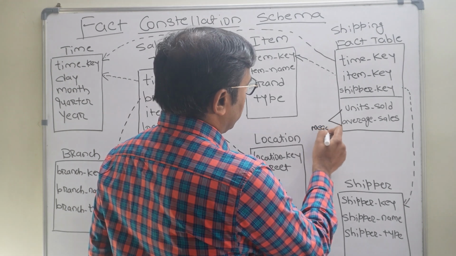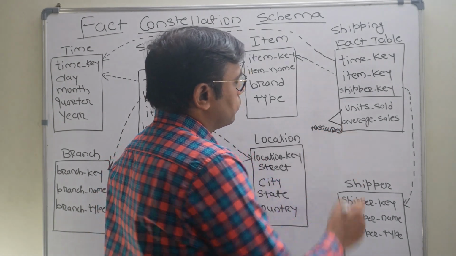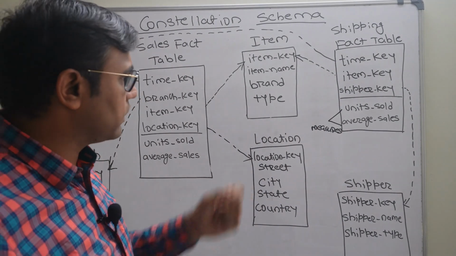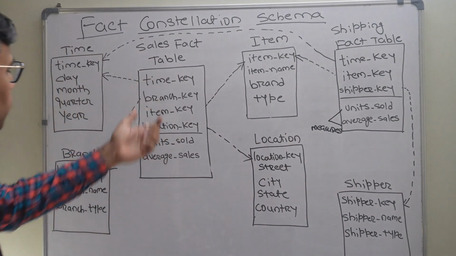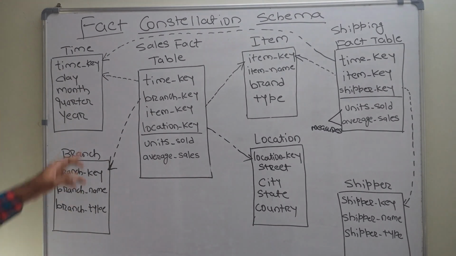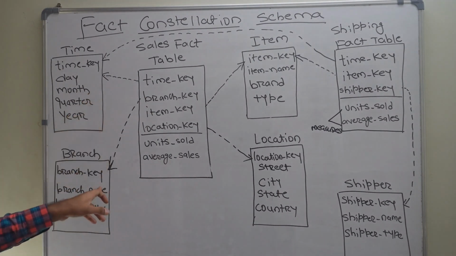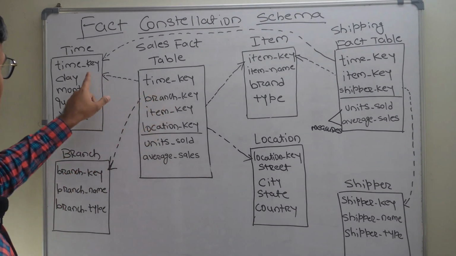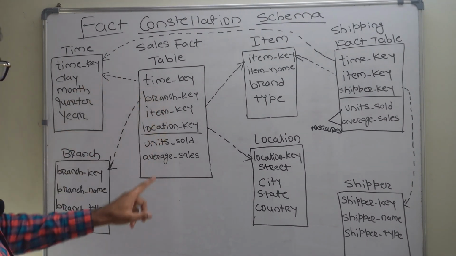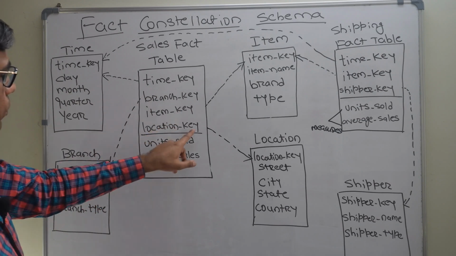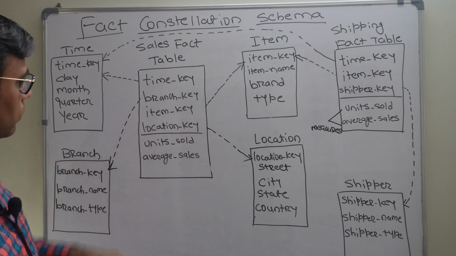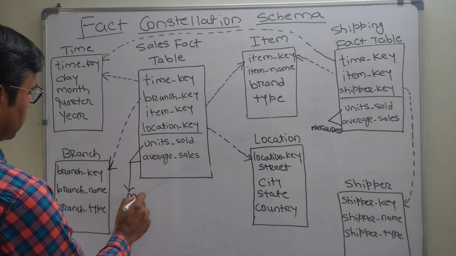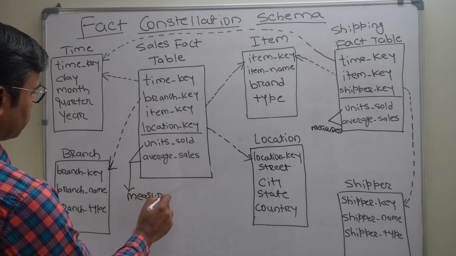Measures are the facts which represent the numerical figures. So units, total units sold or average sales represent the measures. And there is the sales fact table, which is connected to four dimension tables: time, branch, item and location. So it contains the entries of these primary keys: time_key, branch_key, item_key and location_key. And units sold and average sales are called measures. Measures again represent the facts.